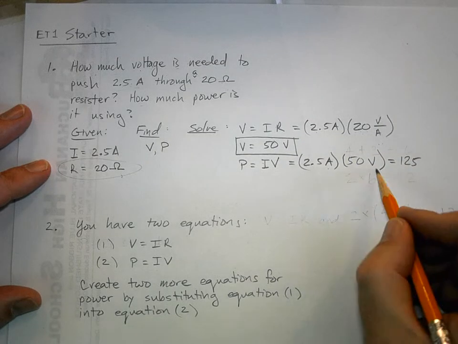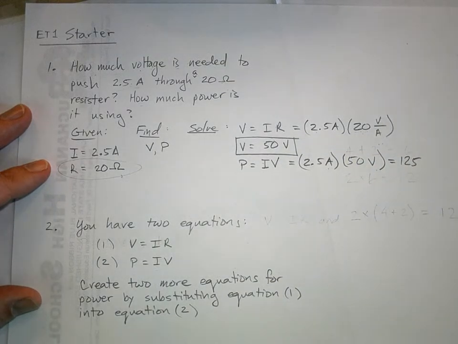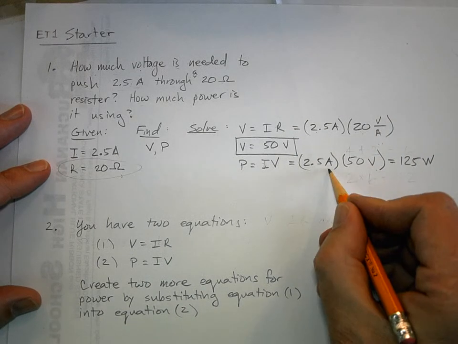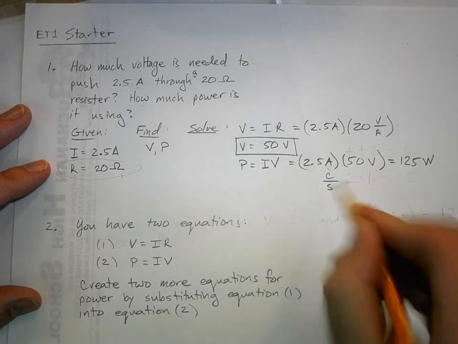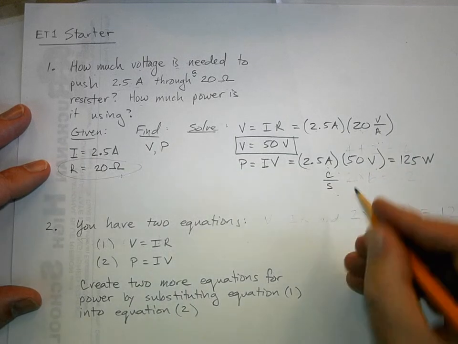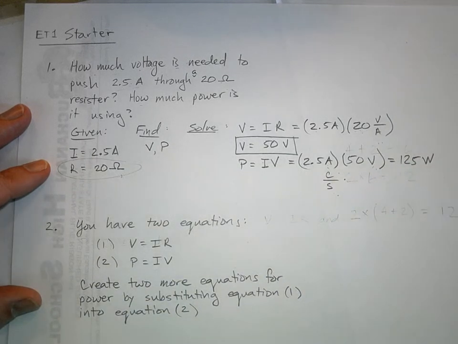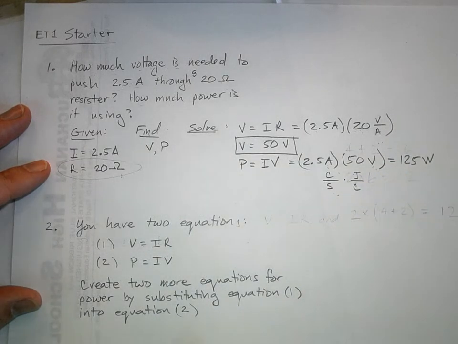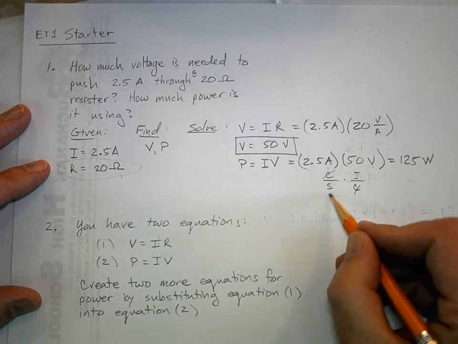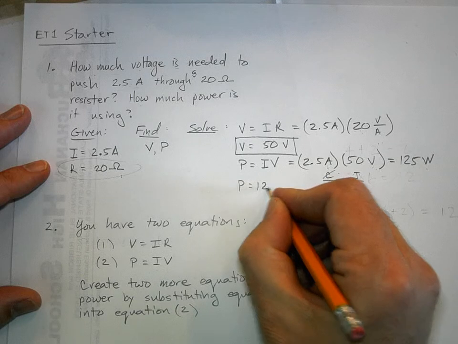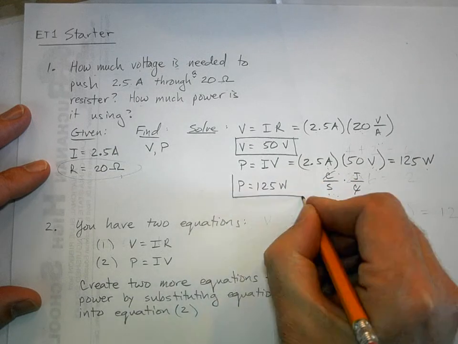And what is an amp times a volt equal to? A watt. And remember, that's because an amp is a coulomb per second, how much charge flows by per second, and a volt is a measure of how much energy is being carried by the electricity, joules per coulomb of charge. And so the coulombs cancel, joules per second, and that's a watt. So the power equals 125 watts.